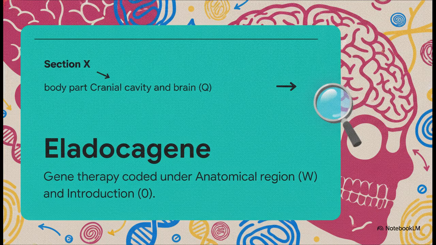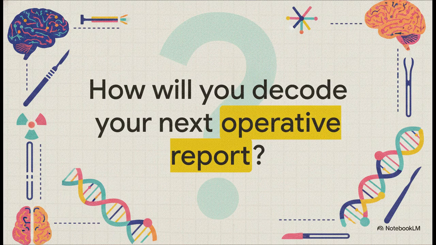How cool is that? And just like that, that brings us to the end of our decoding journey. We've mapped out the deep brain structures, we've connected the logical paths of surgical bypasses, navigated all those tricky radiation timing rules, and even touched on some state-of-the-art gene therapies. The manual is complex, for sure, but as you've seen, it's also entirely logical once you know how to read it. So here's my question for you. With this map in your hands, how will you decode the complexities of your next cranial operative report?